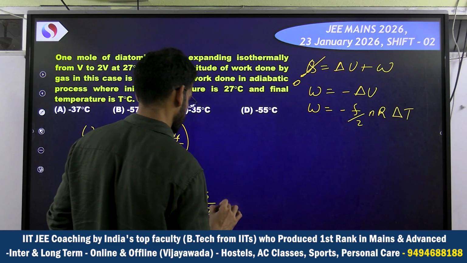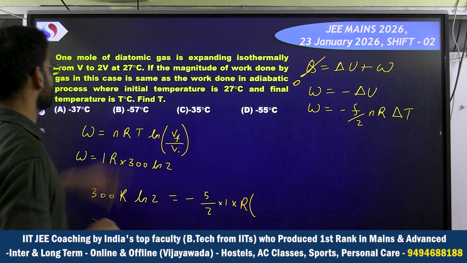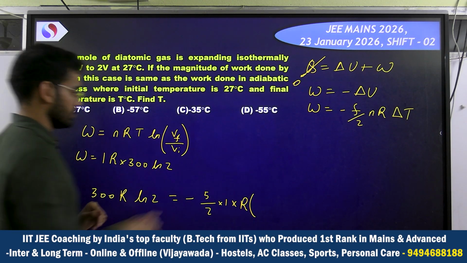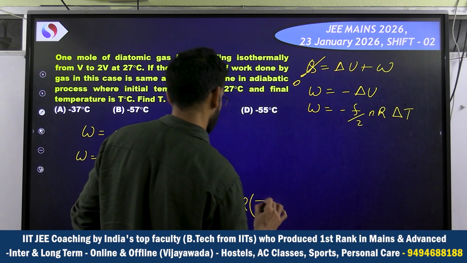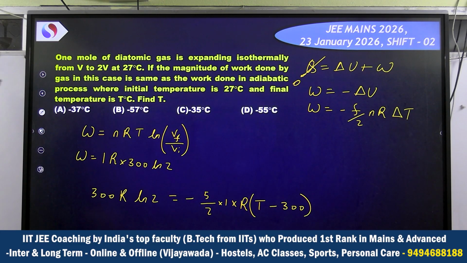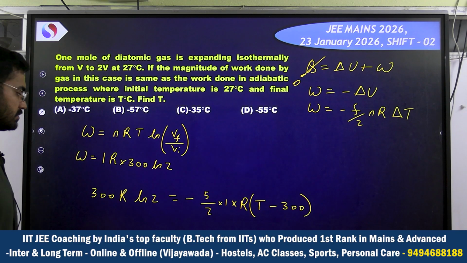n is 1 into R, and T final minus T initial, right? So initial temperature 27 degrees centigrade, final temperature T. So minus is there, so T final, that is T minus 300. Now here you can send this minus inside, and now you can simplify for the T. Got the point? Okay, and then you will get your answer.